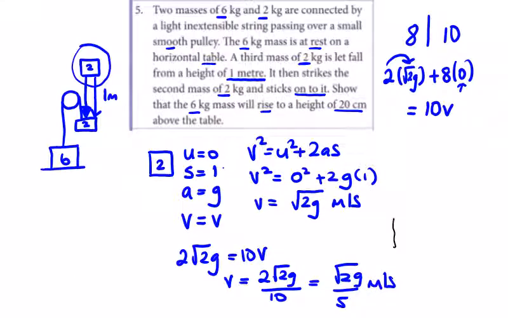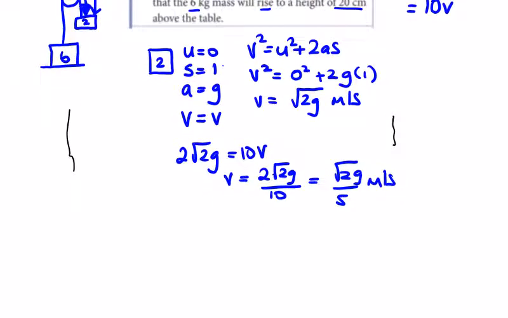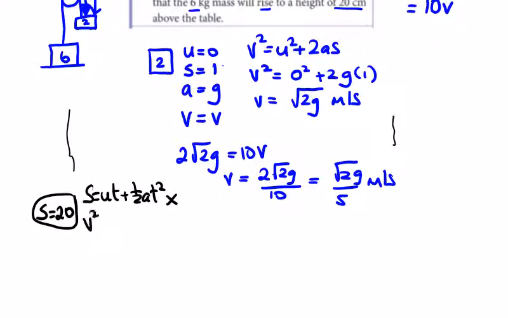So we're asked to show that the 6 kilogram mass will rise to a height of 20 centimeters above the table. So show that s is equal to 0.2. We need either s is equal to ut plus a half at squared, which we haven't been given time here, so we're not going to use that one. So we're going to need v squared is equal to u squared plus 2as to get the distance risen. We have u being root 2g over 5. The v is going to be 0 as it stops, so we need the acceleration of the new system.